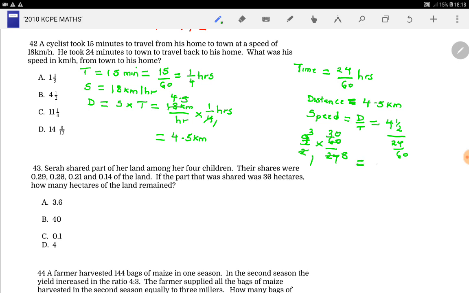which is equal to 11 and 2 over 8, which is a quarter. 11.25 kilometers per hour, which is our choice C.